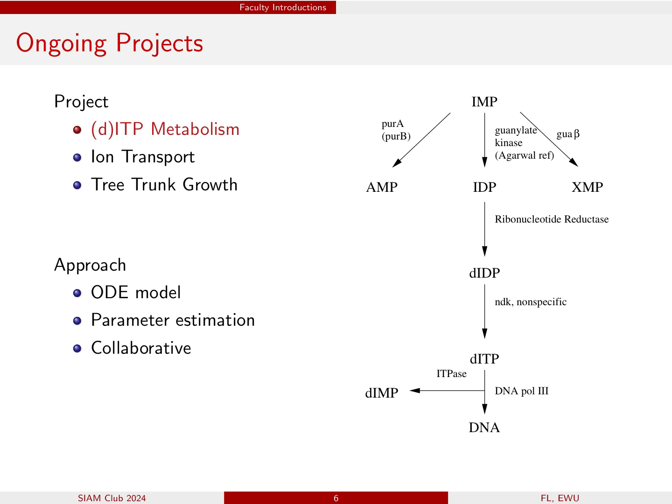Okay, finally, I'll wrap up with a few ongoing projects. In collaboration with Nick Burgess in biochemistry, I've been working on this metabolic pathway for DITP. It turns out at the end of this metabolic pathway, DITP is cleaved into DIMP and incorporated into the DNA, and just like this polymorphism problem, the amount that gets incorporated in the DNA can be a marker of disease. So Nick and I are working on some ODE models and maybe some parameter estimation that will give us an idea of what's going on with this system.